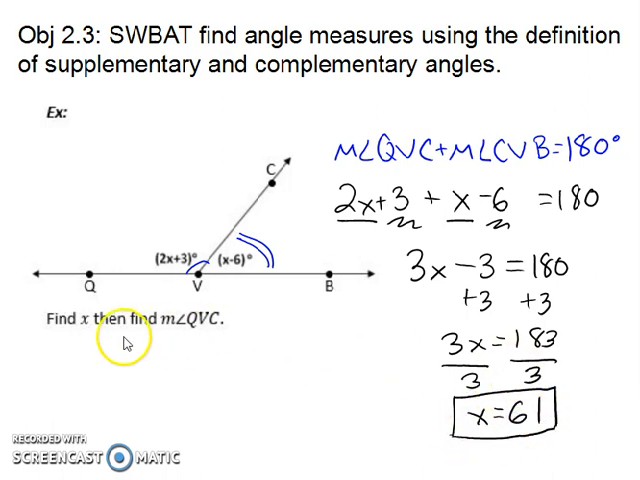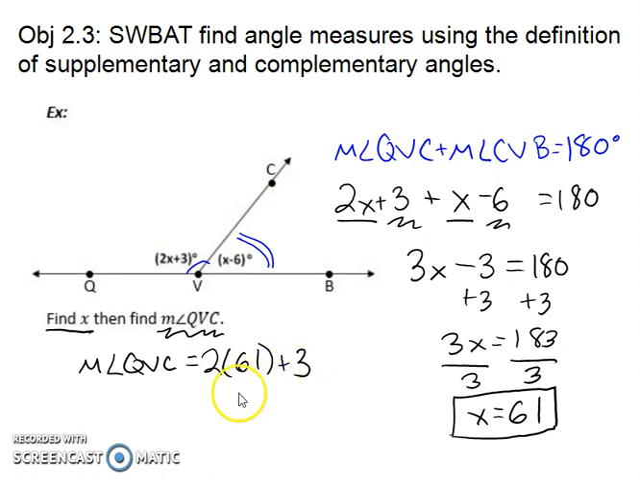I'm going to go back to the problem and make sure that's what they asked for. It is, but then they asked for more. We also have to find this angle measurement. So we will finish up by doing that. Measure of angle QVC is equal to, well, let's see, they said 2x plus 3, so that's 2 times 61 plus 3. 2 times 61 is 122 plus 3, so measure of angle QVC is equal to 125 degrees.